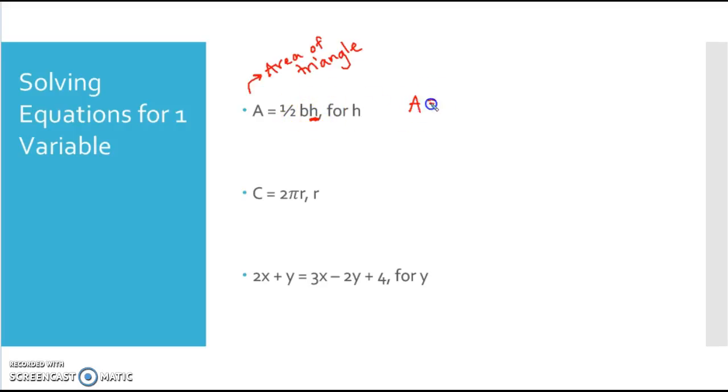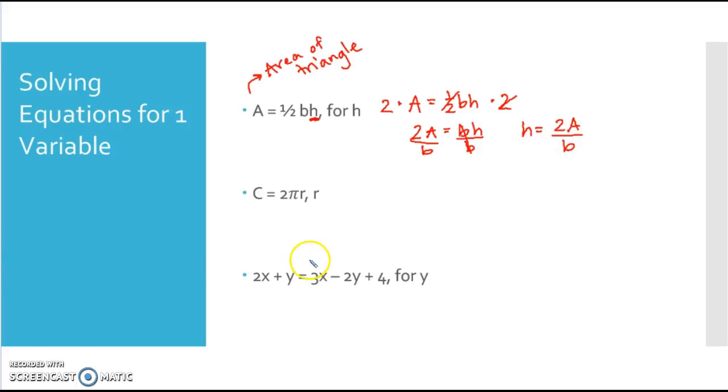So I've got A equals 1/2 base times height. I'm going to multiply both sides by 2. My 2 and 1/2 cancel, so I have 2A equals base times height. To get the h by itself, I've got to get rid of the b. Right now they're multiplied, so the opposite of multiplying is dividing. So I get h equals 2A divided by b.